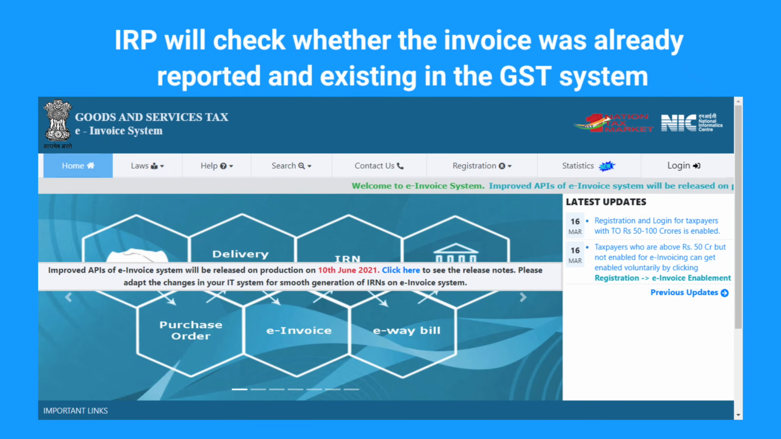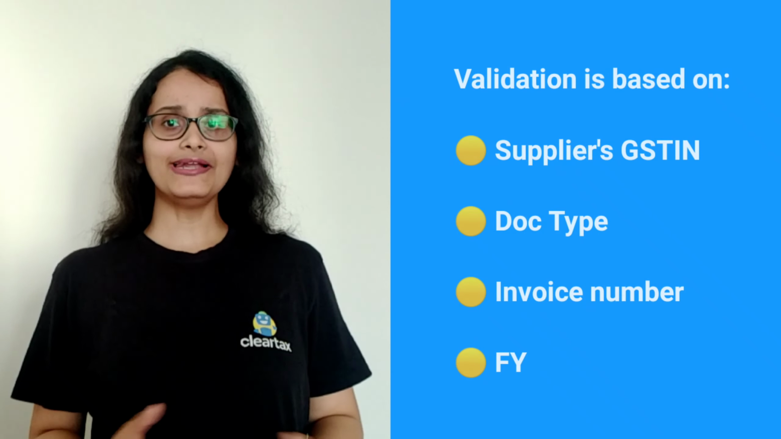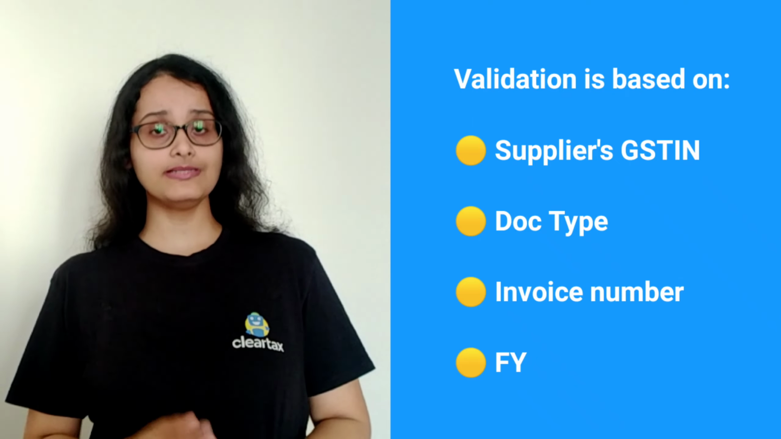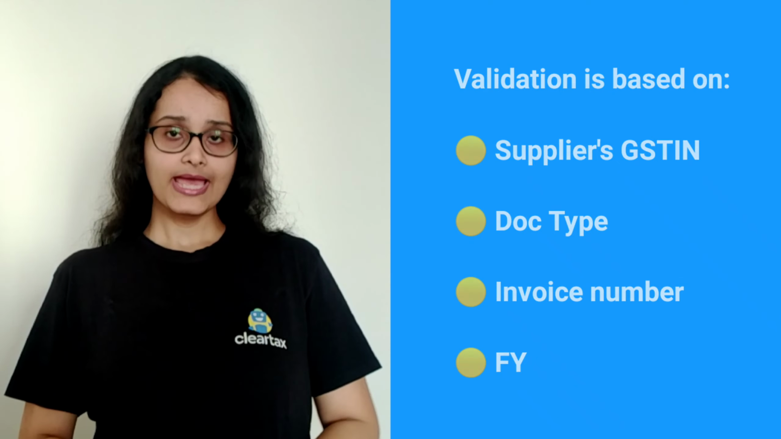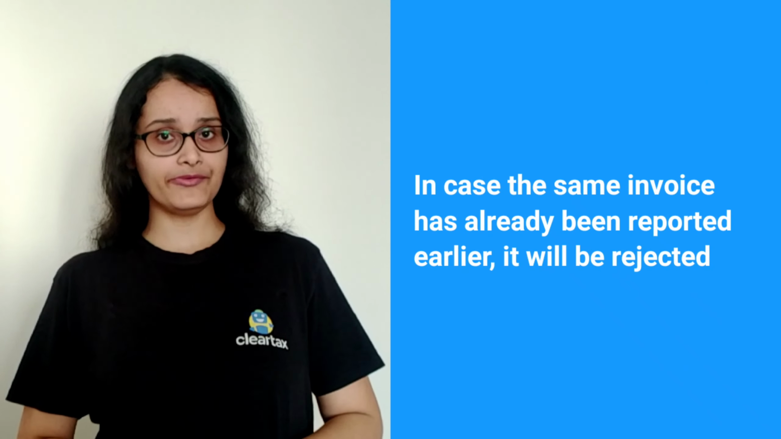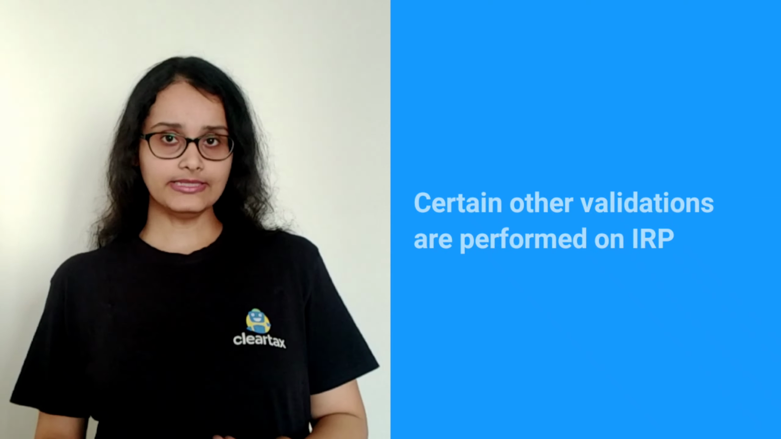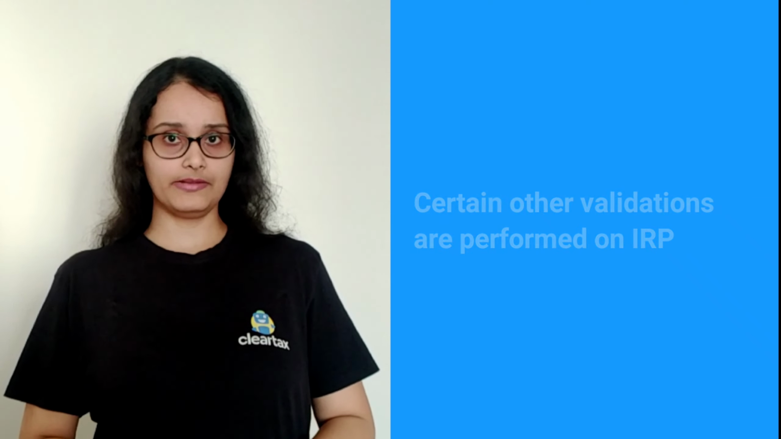IRP will check whether the invoice was already reported and existing in the GST system. This validation is based on combination of suppliers' GSTIN, invoice number, type of document and financial year. In case the same invoice has already been reported earlier, it will be rejected by the IRP. Certain other key validations will also be performed on the IRP. In case of failure, registration of invoice won't be successful. IRN won't be generated and invoice will be rejected along with the relevant error codes with a reason for rejection.